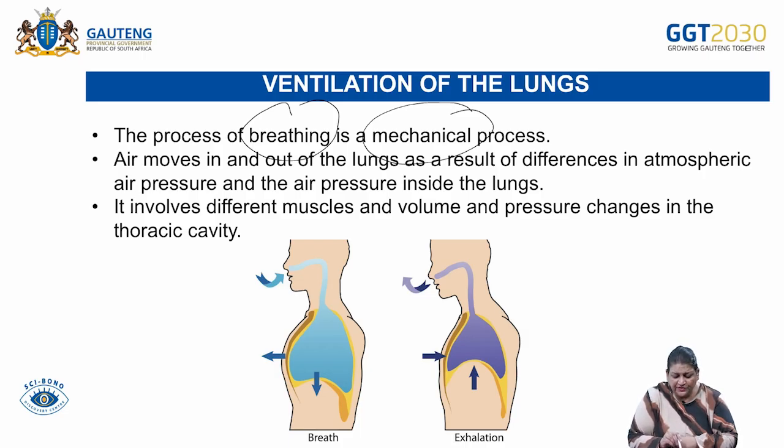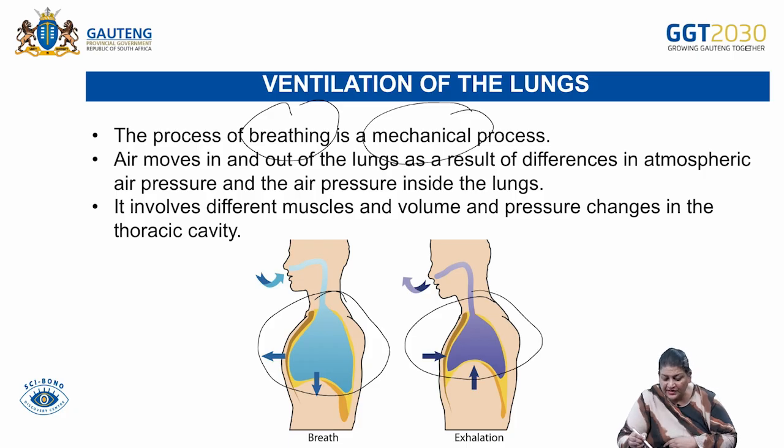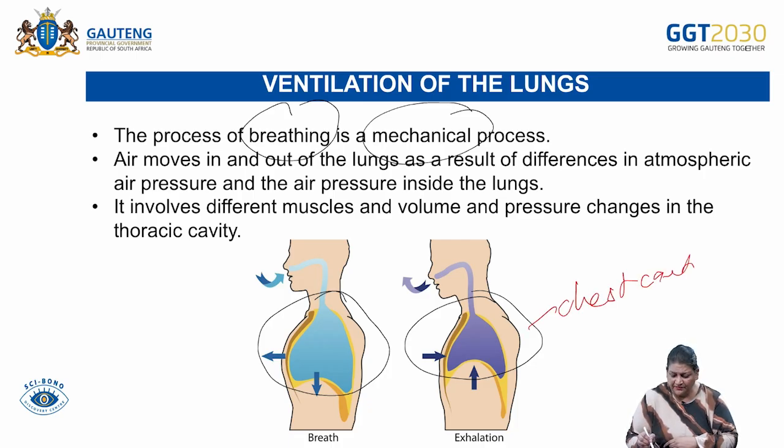It involves different muscles and volume and pressure changes in the thoracic cavity. So this, learners, is basically our thoracic cavity, okay? Here's our thoracic cavity, that is your chest cavity. That's your chest cavity, right? And within your chest cavity, it's the volume, the size that must increase when you're inhaling, and that's due to the muscles contracting and relaxing to bring air in to the lungs.